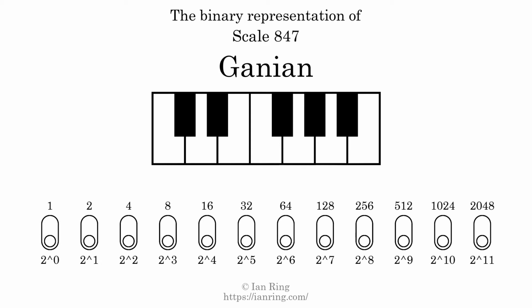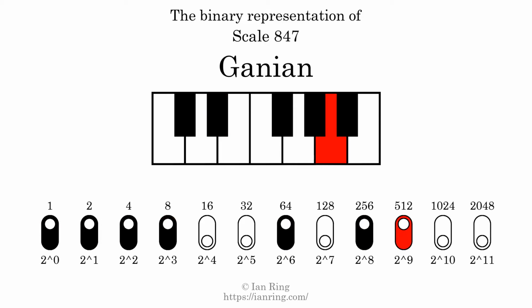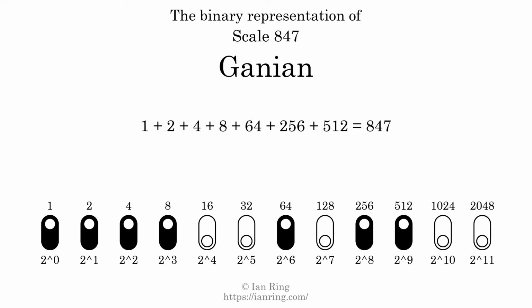The binary representation of this scale is determined by mapping tones of the scale to binary digits. Each binary digit represents a power of 2. To get the scale number, we add the powers of 2 together. The powers of 2 that are present in the scale, all added together, equals 847. That is why the scale number, in decimal, is 847.